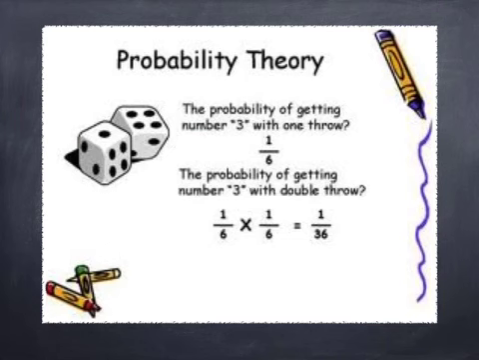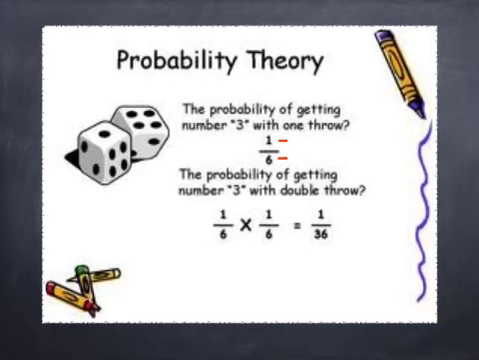So the probability principle looks at the probability of getting, in this case, we have a number cube. We want to look at the probability of getting a 3 with one throw. Well, there is one 3 on the cube, and there are 6 total numbers. So the probability of getting a 3 on one throw is 1/6.